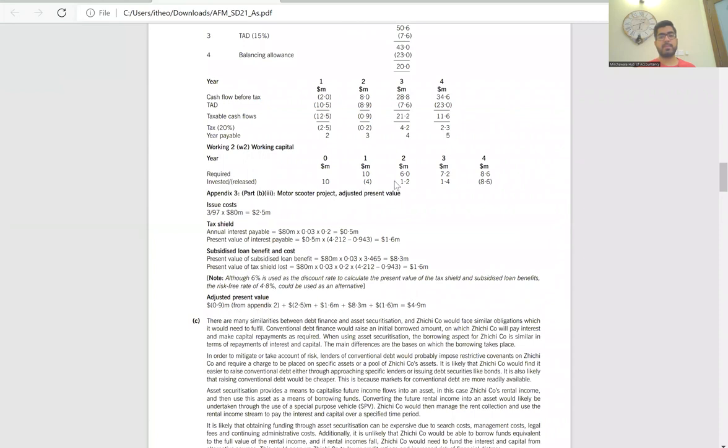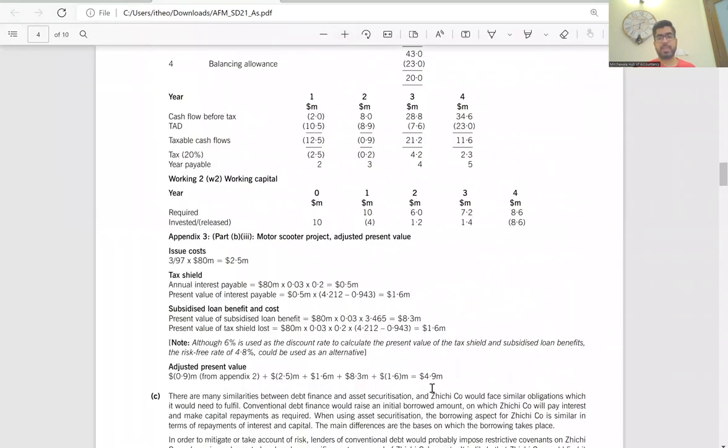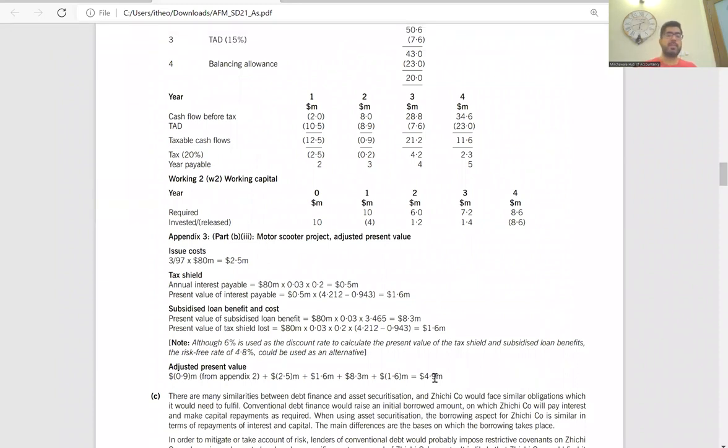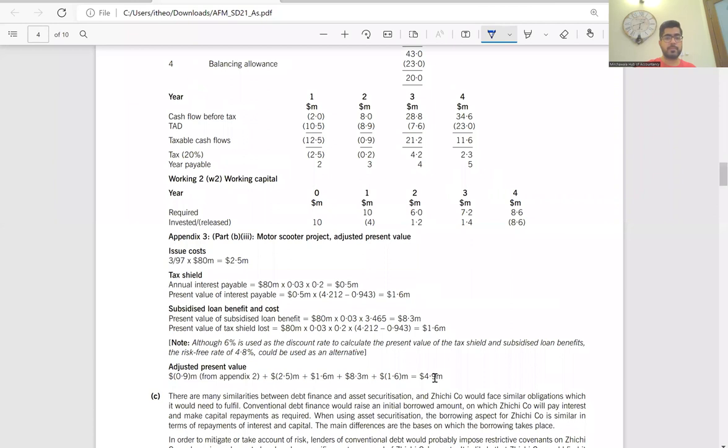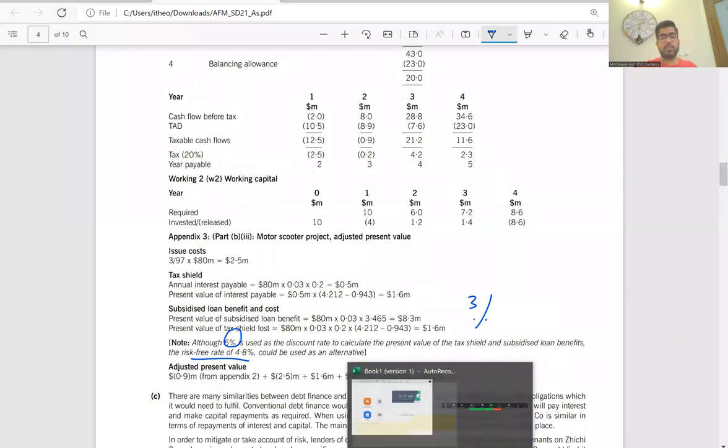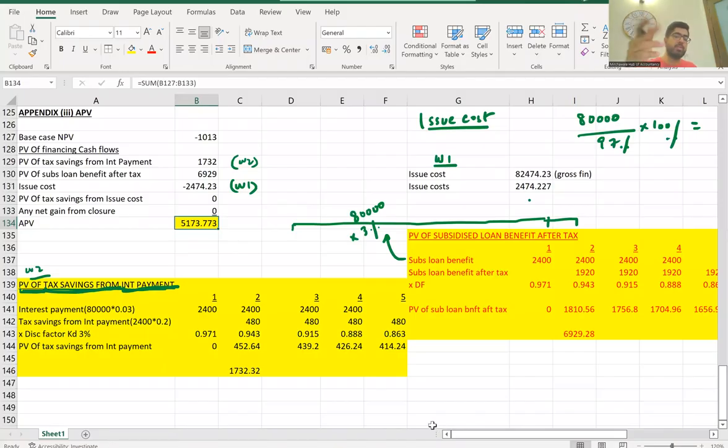Okay, you see in the examiner answer, we are getting this answer as 4900, and we are getting 5100. When you use the examiner answer, he clearly mentioned that the discount rate he has used is 6%. Okay, and I use 3%, no problem. KD is 3%, you can use 6%, the normal cost of borrowing. It also mentioned a risk-free rate of 4.8% can also be used. Whatever you are using, just mention it. You will get almost close APV. So 5173 is the APV. Okay. So any questions on this, you can ask. Else copy, so that our calculation stuff is over.